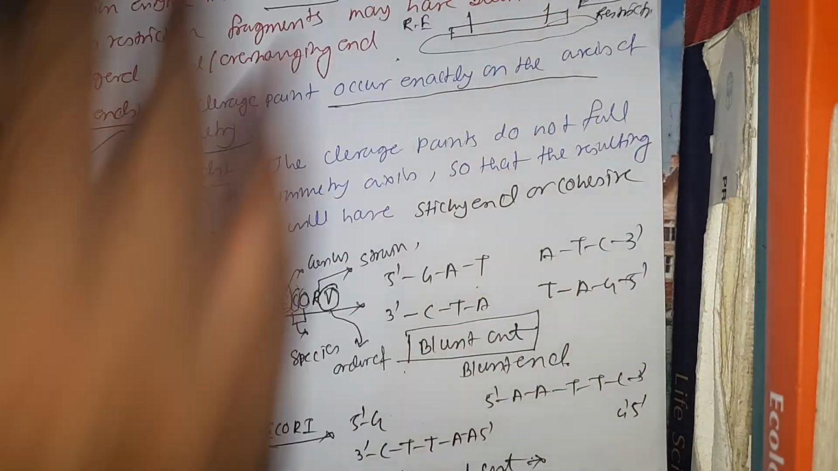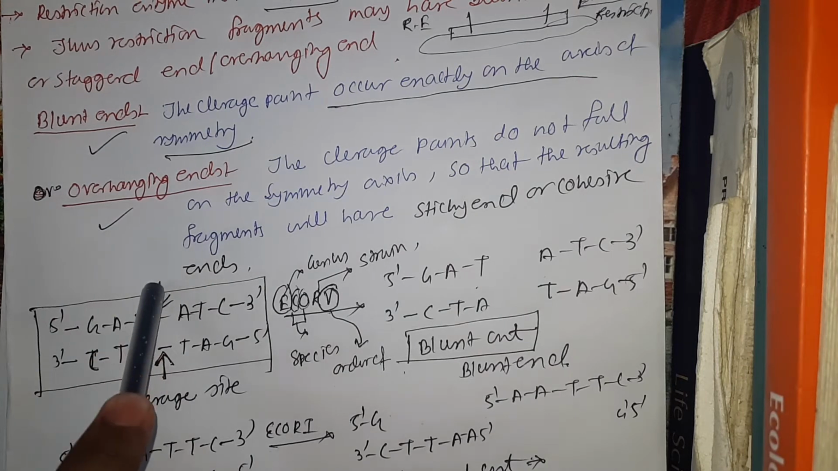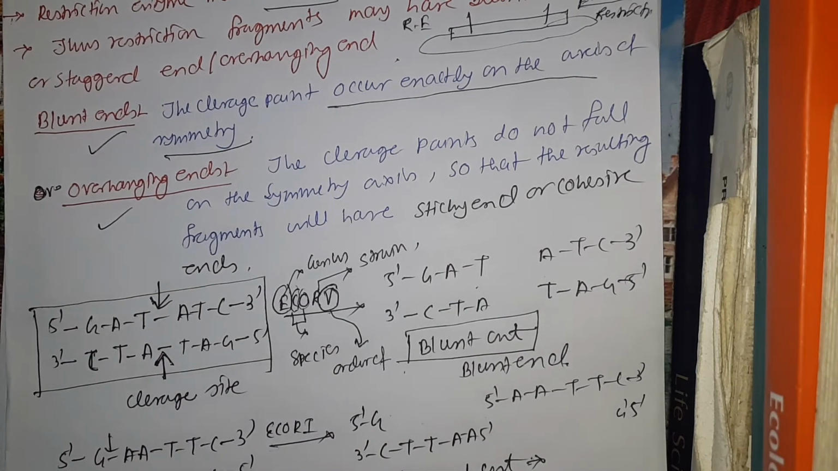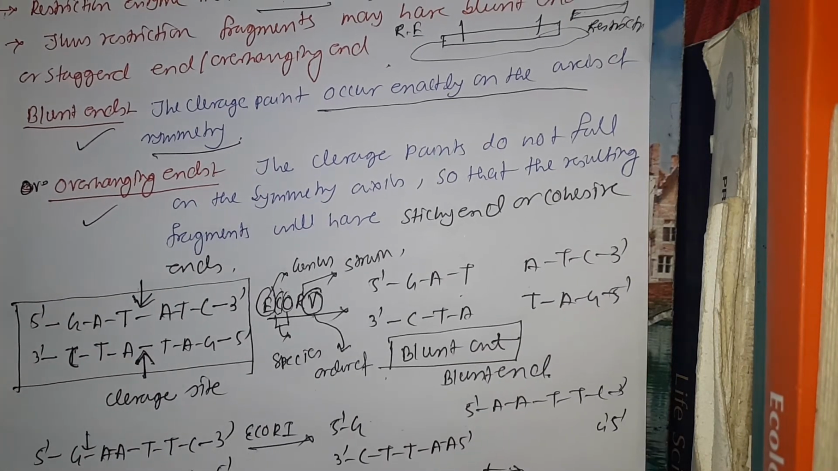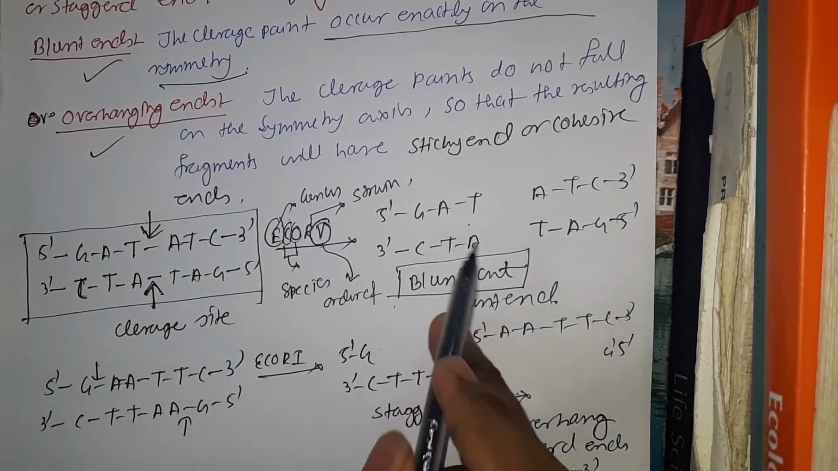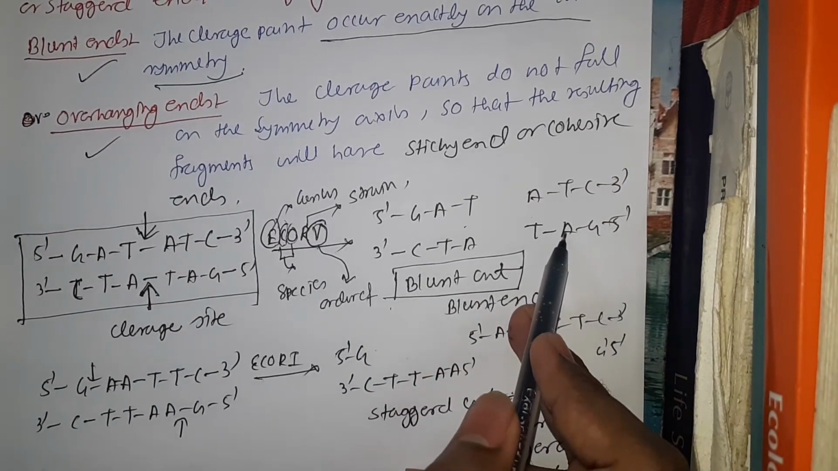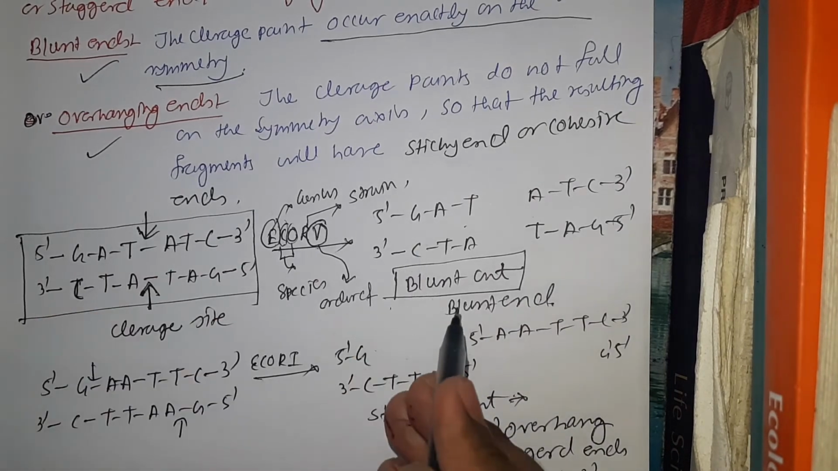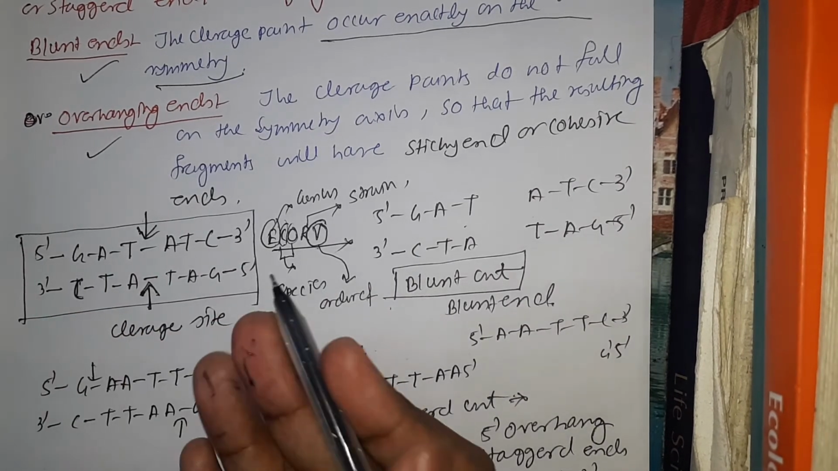Okay, that means we will cut our restriction site symmetrically. That is what they want to tell us. Okay, and the blunt cut simply generates blunt ends in the restriction fragment. So these are restriction blunt ends, and this type of cut is called a blunt cut.